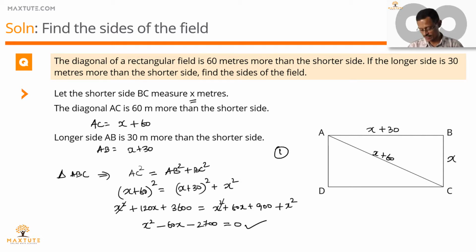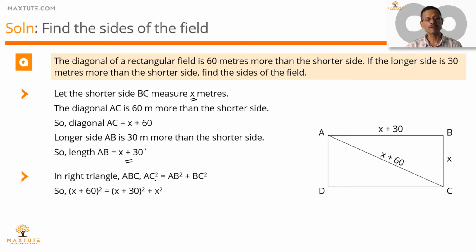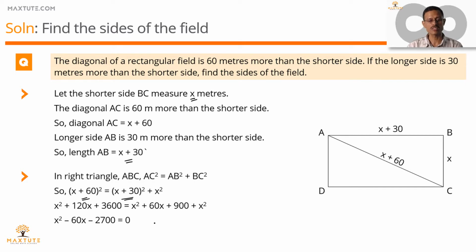Let's quickly summarize this part in a printed form. AC equals x plus 60. The shorter side measures x. The longer side is 30 more than the shorter side. So AB is equal to x plus 30. In right triangle ABC, we're going to apply Pythagoras theorem. AC square is equal to AB square plus BC square. AB is equal to x plus 30. AC is equal to x plus 60. So substitute those and BC as x. Expand these two terms. Take all terms to one side. Like terms can be cancelled. We'll end up with a quadratic equation, which is x square minus 60x minus 2700.